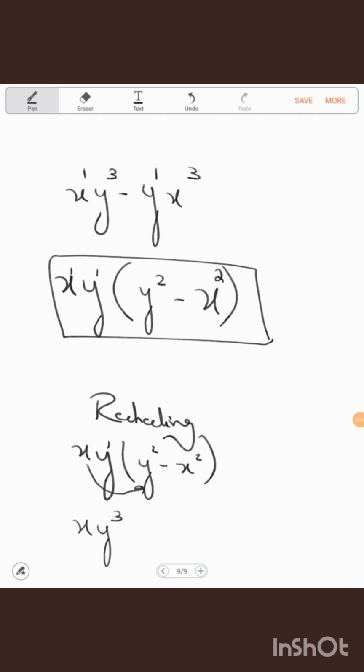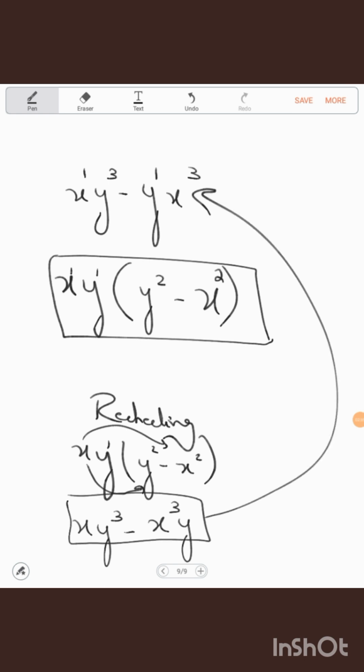y cube. And if xy is multiplied with x square, then you are getting x cube y, because there was no y over here. So this is similar to the question. Okay, I've just shifted the places over here. So in rechecking, you are going to get the same answer, likewise the question.